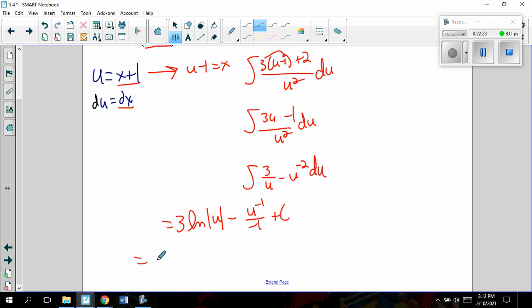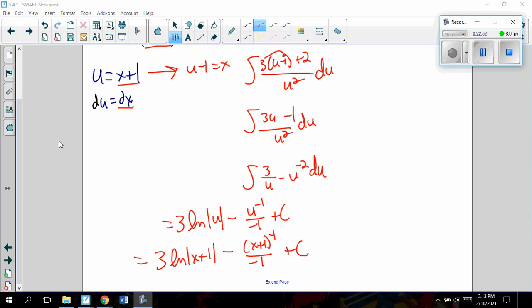And then that last step, make sure you put the x back in. So 3 natural log of x plus 1 minus x plus 1 to the negative first over negative 1, plus c. And again, we're totally fine leaving this without simplifying. Yes, you could make that plus, and yes, you could put that in the denominator. And if it's multiple choice, yes, you've got to do those things. But if it's not multiple choice, then you're good. Just leave it like that.